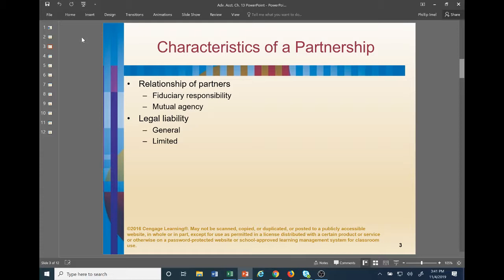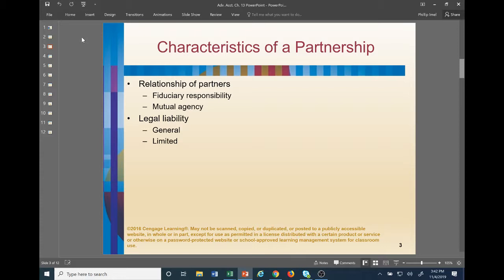So, characteristics of a partnership. Practicing accountants are frequently asked to advise clients regarding the formation of a business and the accounting for the business activities. Oftentimes a choice must be made between a partnership and a corporate form of organization. Knowing this, it is important for accounting students to understand the basic characteristics of a partnership and the related accounting implications.